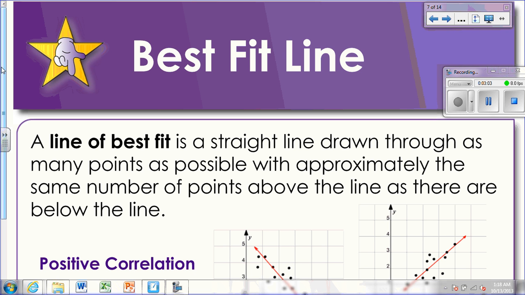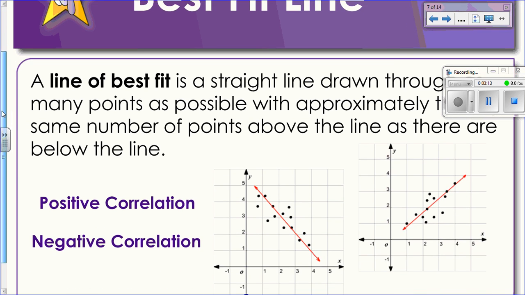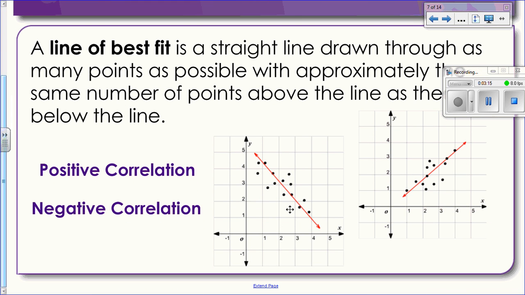Okay, a line of best fit is a straight line drawn through as many points as possible, with approximately the same number of points above the line as there are below the line. So here we have an example of a negative correlation. The line goes through the data, and we have just as many points above the line as we do below it. And here's one that shows a positive correlation. Again, we take the ruler, try to line up some of the points if we can, and you want as many points above the line as there are below.